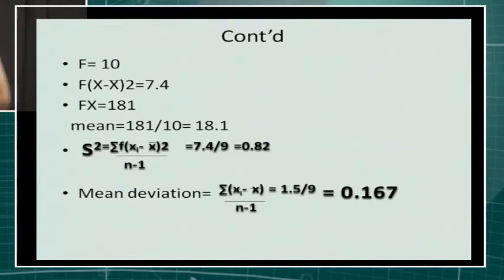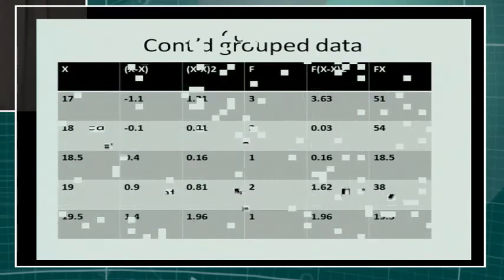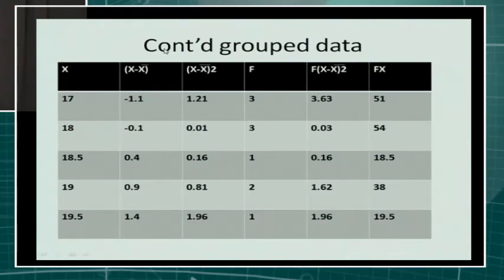Then you have your summation. Summation of f into bracket x minus x bar raised to power 2 is still the same thing, 7.4. What I'm saying is that when you add this 3.63, 0.03, 0.16, 1.62, 1.96 together, what you're going to get is still 7.4. Are you getting me now?